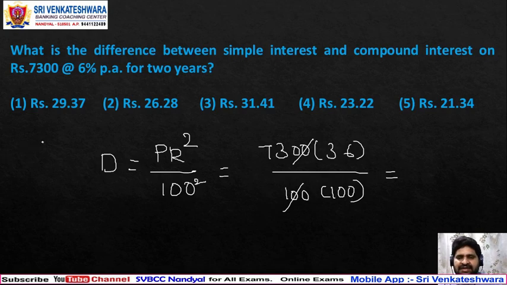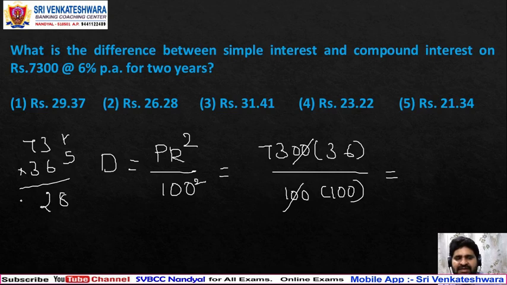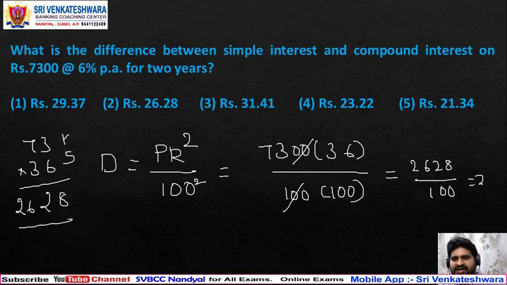Calculate 73 into 36. Let's go for 2 by 2 multiplication. 3 sixes are 18. 42 plus 9 is 51. 51 plus 2 is 52. And 7 threes are 21 plus 5, 26. So I got 2628. 2628 by 100 gives 26.28 exactly.